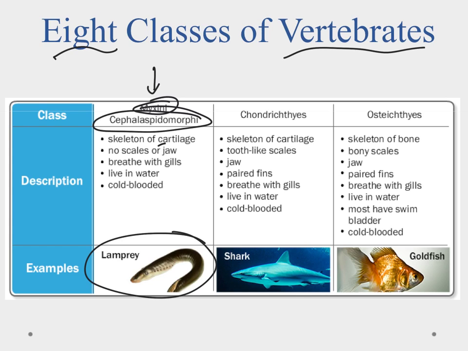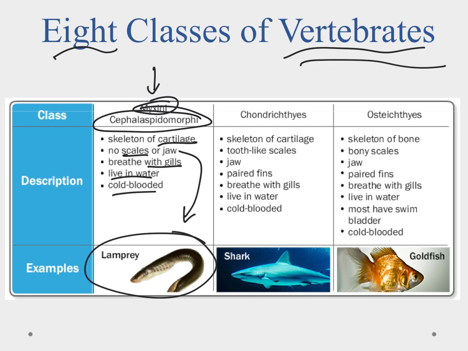Now, they have a cartilaginous skeleton. They don't have any scales, and these are the jawless fishes, is what they're often referred to as. They breathe with gills, they live in the water, and they tend to be cold-blooded. So these guys here are kind of primordial, kind of ancestral. They're kind of a throwback as to what our first vertebrates probably looked like.